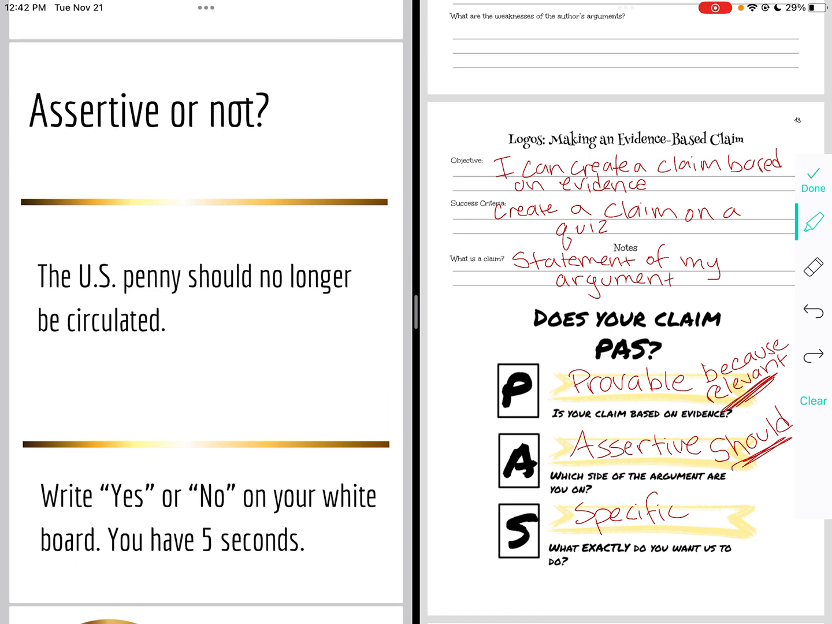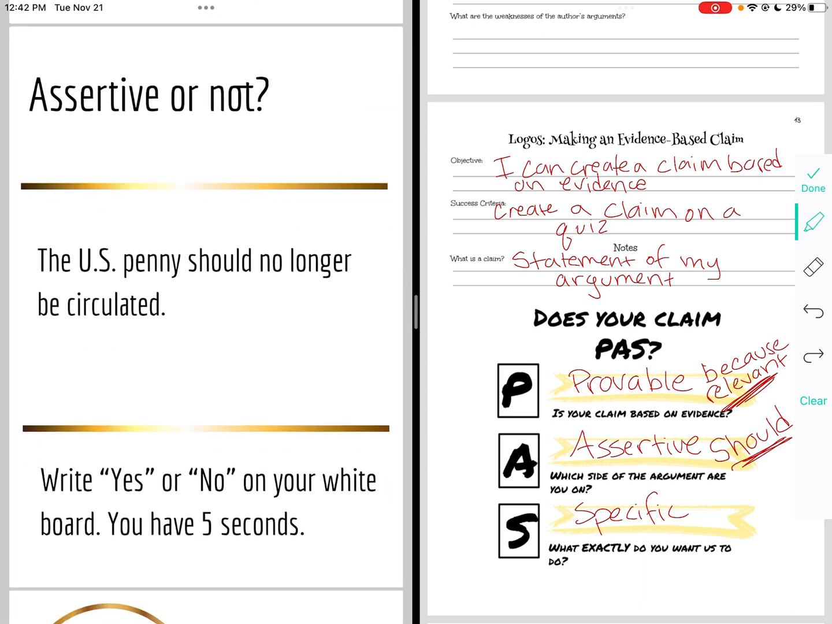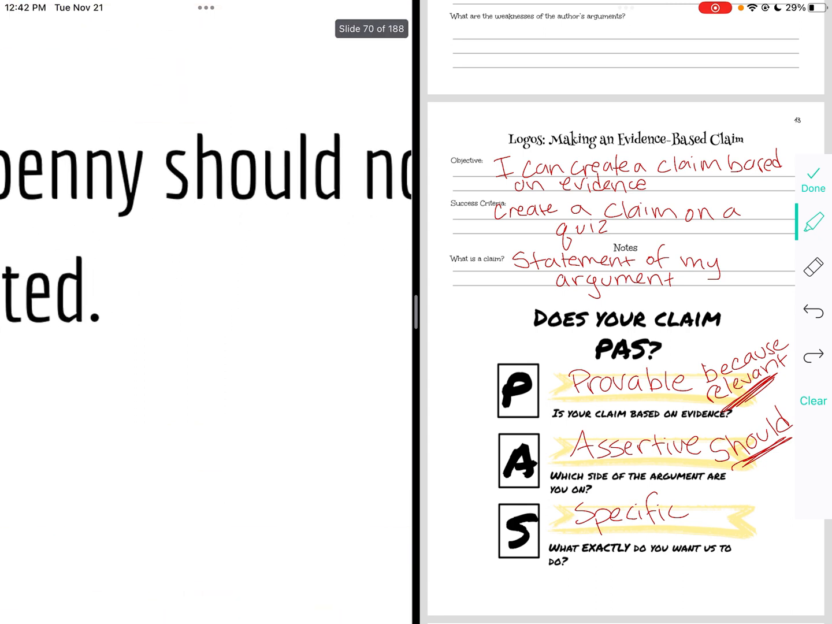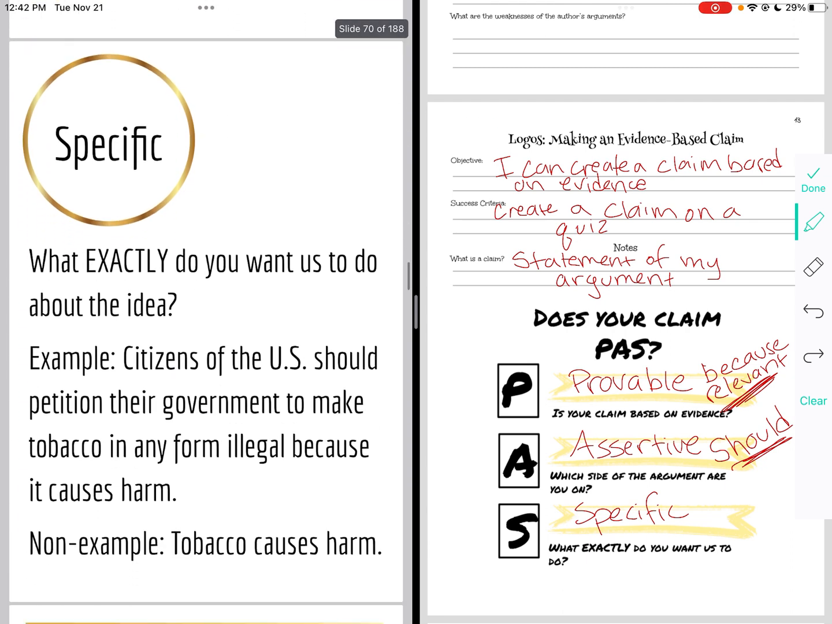Okay, assertive or not, the U.S. penny should no longer be circulated. Is this assertive? 5, 4, 3, 2, 1. So we do see the word "should" right here. It's in the middle of the sentence. It's not a question. This is an assertive claim. Is it provable though? We don't have a "because" right here, so it's not written as a provable claim. So this claim could still be improved.